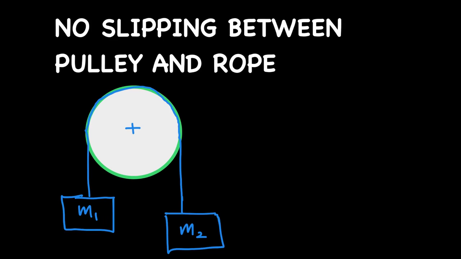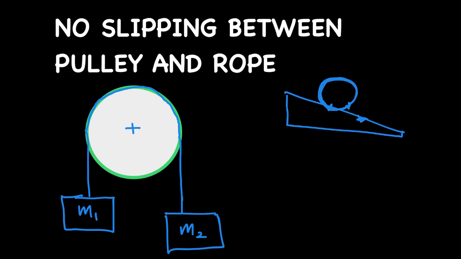The next assumption that I want to talk about is this: no slipping between pulley and rope. What does that mean? If you want to have this kind of a scenario, then there should be friction between the pulley and the rope. Only then will the no slip condition occur. Same as that of a cylinder rolling over an inclined plane. There also, if you want to have a no slip condition at this particular point, then you need to have friction between this surface and the cylinder surface.